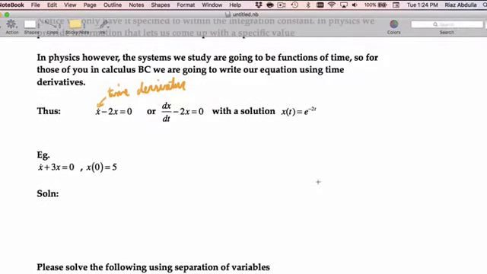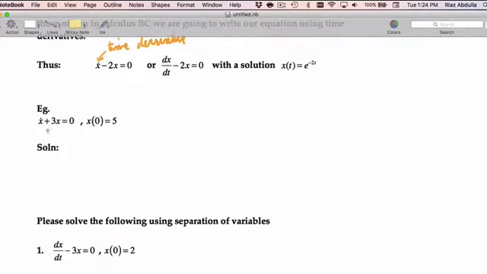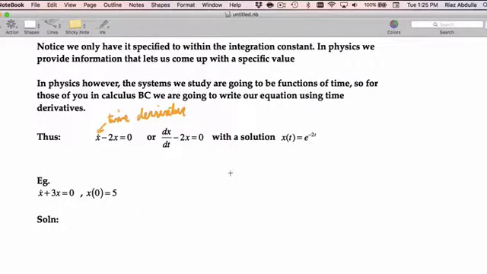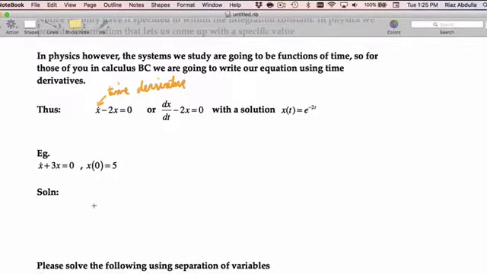For example, in this case, we have x dot plus 3x equals 0, and we're told that at time equals 0, x equals 5. So what we're going to do is solve this differential equation. In other words, we're going to come up with a function that actually satisfies this equation. So let's begin.